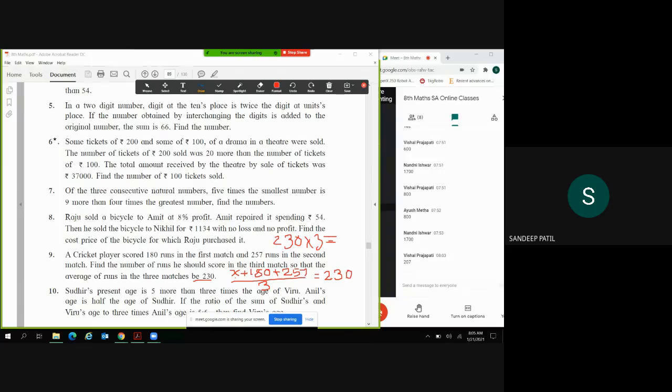690. 23 3 69, 690, राइट। तो 690 में से अगर हम 690 माइनस 257 माइनस 180 कर देंगे, सो व्हाट विल बी द आंसर? सो क्या आएगा आंसर बताइए?